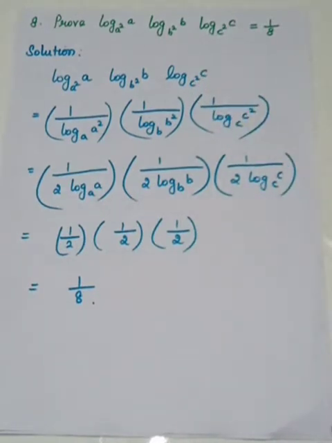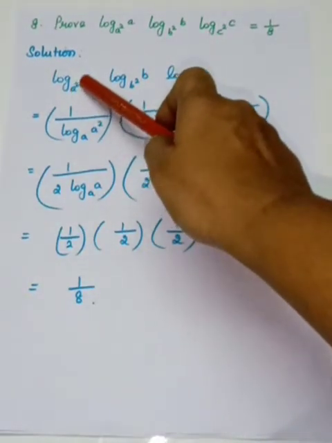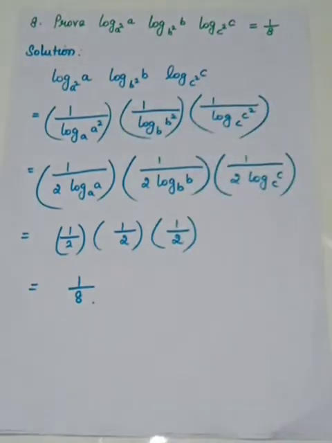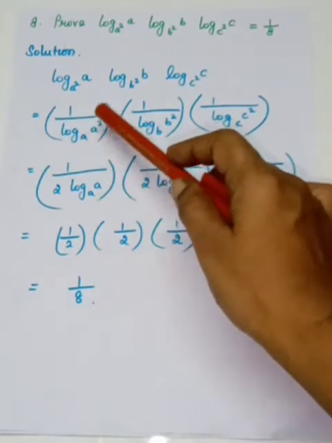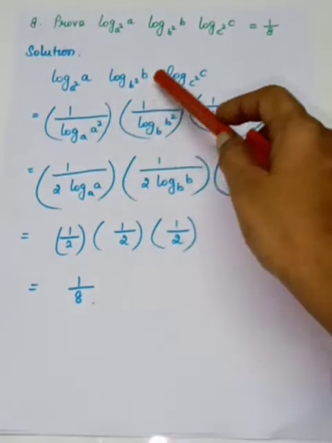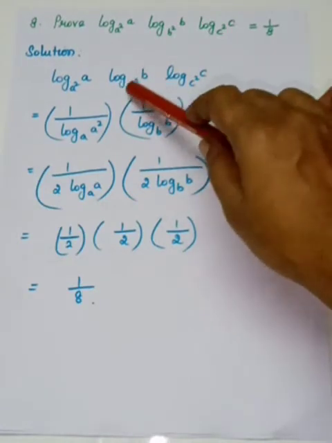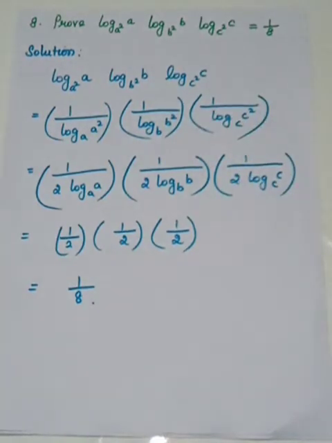So, change of base formula. Now I am going to change the base: the base is a and the term is a squared. So, change of base rule. The first term can be written as 1 by log a squared to the base a. In the same way, if you interchange the base and the term, it can be written as 1 by log b squared to the base b, and the third term can be written as 1 by log c squared to the base c.